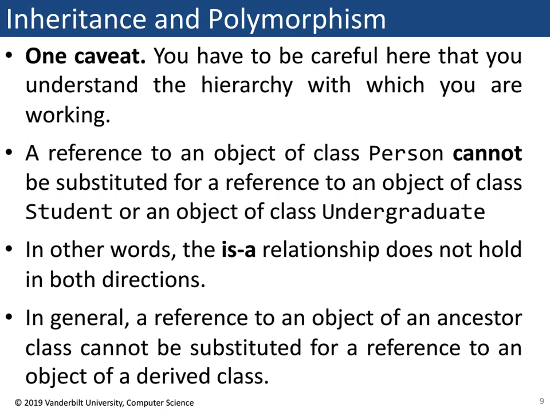Yes, we can pass an undergraduate object into a method that expects a person or a method that expects a student. However, we cannot pass a person object into a method that expects a student or an undergraduate object. So in general, a reference to an object of an ancestor class can't be substituted for a reference to an object of a derived class. So an ancestor object in this case would be the person class, while the derived class would be undergraduate or student. You can't pass an ancestor into a reference expecting a derived class.